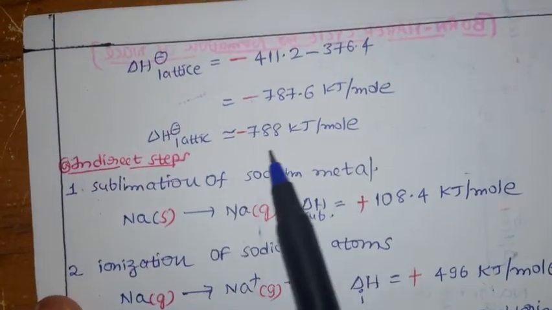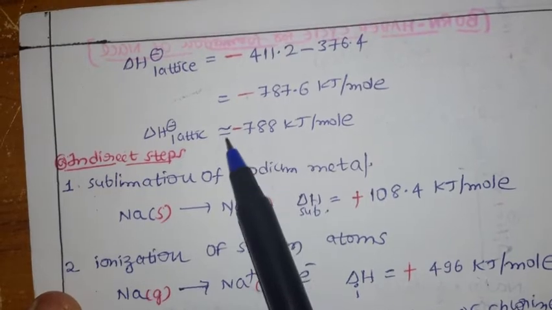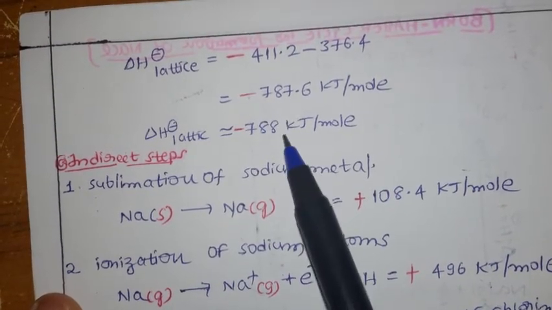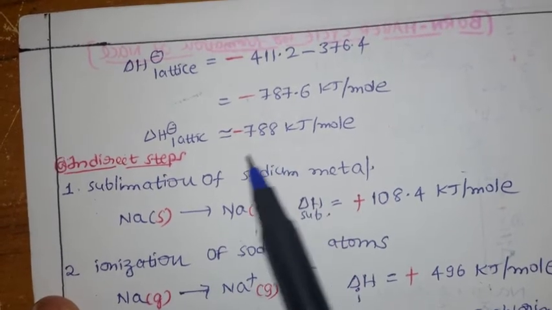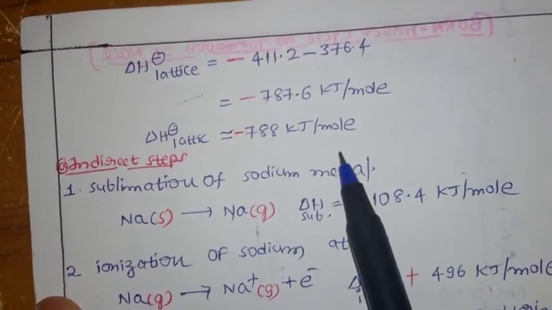How much do you get? Minus 788 kilojoules per mole. Here you definitely have to get the minus. Why? Because we are talking about sodium chloride formation, and bond formation is an exothermic process. So you are going to get minus 788 kilojoules per mole. So this is about the Born-Haber cycle.